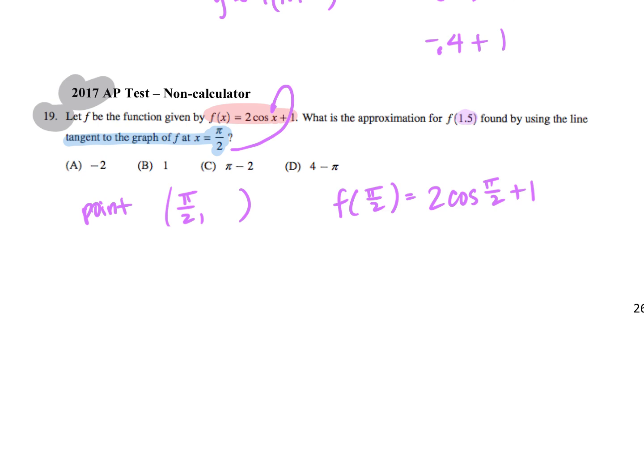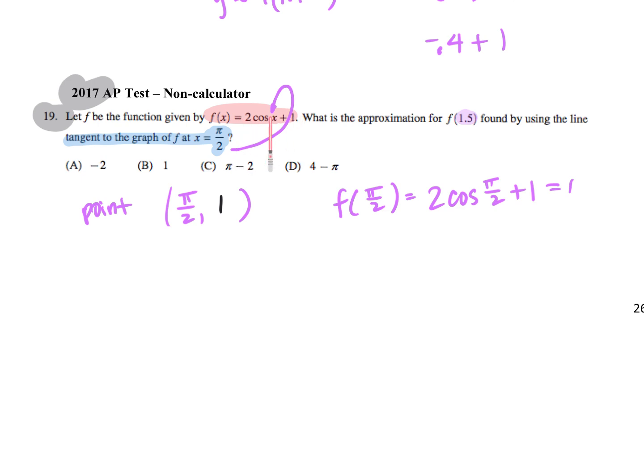Alec is sad that we've got to use the unit circle right now, and I bet he's watching this saying, oh, crap. Unit circle, cosine at pi over 2. Yeah, boom, pi over 2 is up here. X value is 0. 2 times 0, 0 plus 1. My point is pi over 2, 1. We got my point. Let's go get my slope.